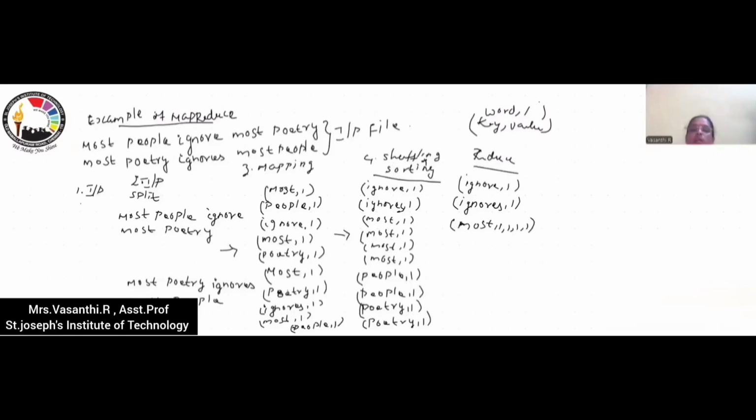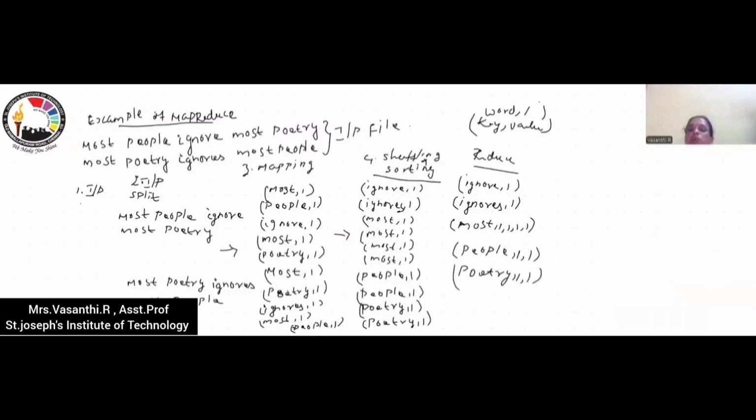The next word is people. People occurs two times, so we write it a single time, and the values, since it occurs two times, are 1, comma, 1. The next word is poetry. Similarly, poetry occurs two times, so we write it a single time, and the list of values is 1, comma, 1. So this is the reducer function.